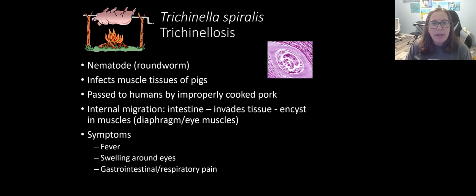The next one is the trichinellosis. Trichinellosis is also going to be caused by a nematode roundworm. It is going to be where you eat infected pig meat, okay, pork. If you look here in the picture, you can see that the cyst is embedded into the muscle tissue, and we see it's passed to humans if we do not properly cook the pork all the way through. Internal migration then happens from your intestines. It invades nearby tissues and encysts in the muscles, and specifically it likes the diaphragm and the eye muscles for some reason. We see symptoms include fever, swelling around the eyes, and gastrointestinal and respiratory pain.